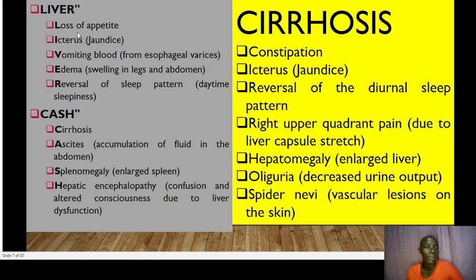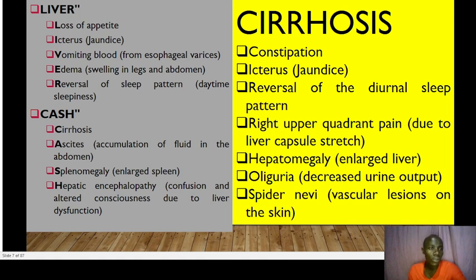So the liver, guys, liver. Somebody with liver problem could have loss of appetite, could have the icterus. This is the jaundice. Could vomit blood from these esophageal varices. Could also have edema. This is swelling in legs or abdomen, and could also have reversal of sleep pattern, daytime sleepiness. So this can easily be remembered by the acronym LIVER. Okay, so liver cash. Cash, we're having cirrhosis, cysts, this accumulation of fluid, splenomegaly, hepatic encephalopathy.